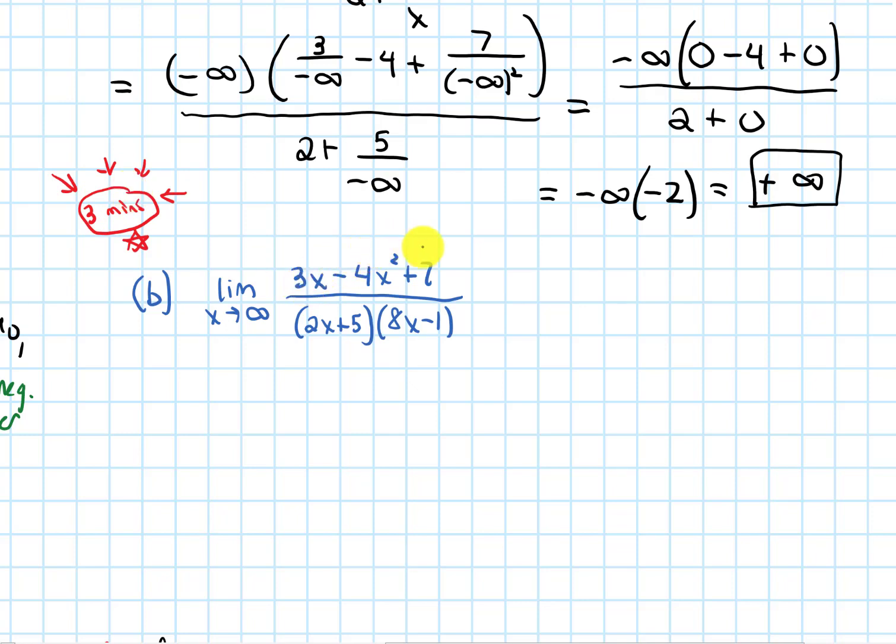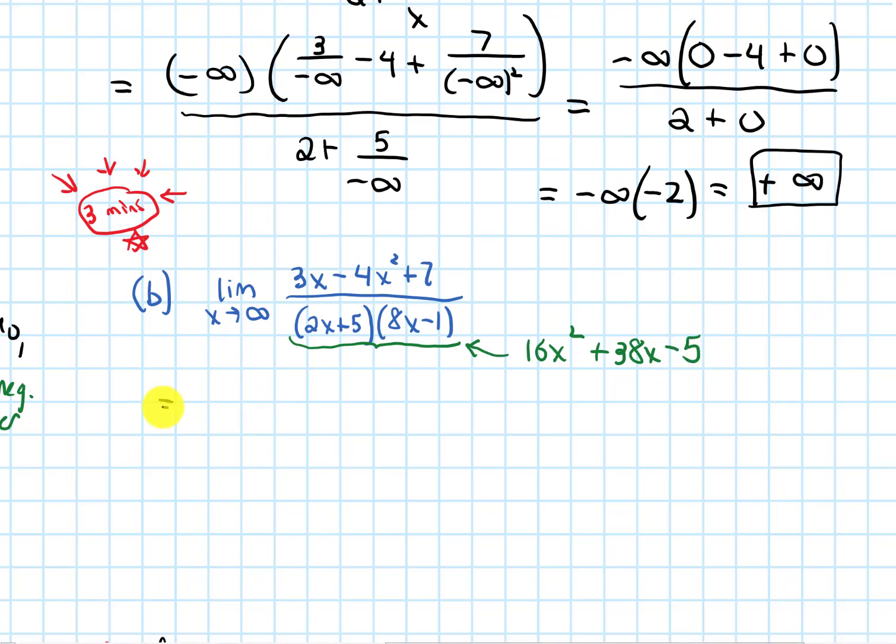So on the numerator, I can go ahead and just factor out that highest power, that x squared. On the denominator, it'll help if I can distribute this out first, so I can more clearly see that highest power term. And doing that, I get 16x squared. And then I'll get 5 times 8x, that is 40x. And then 2x times -1, that's going to be minus 2x. So 40x minus 2x, that's plus 38x. And then the last two terms multiplied will give me a minus 5.